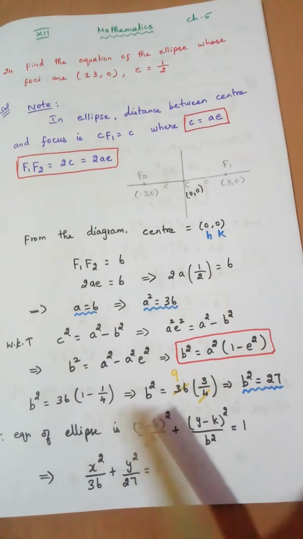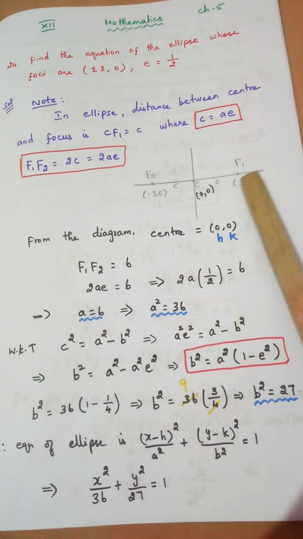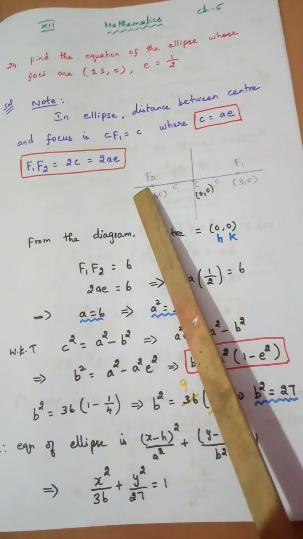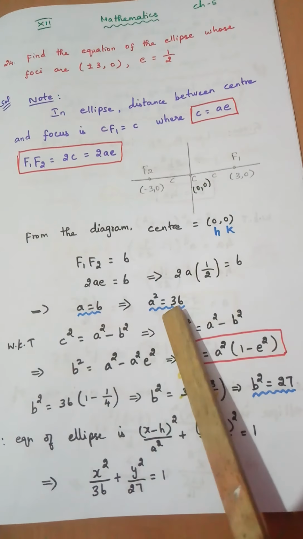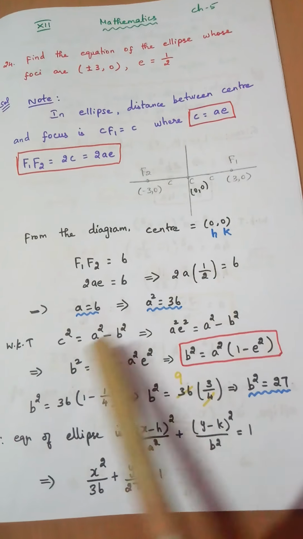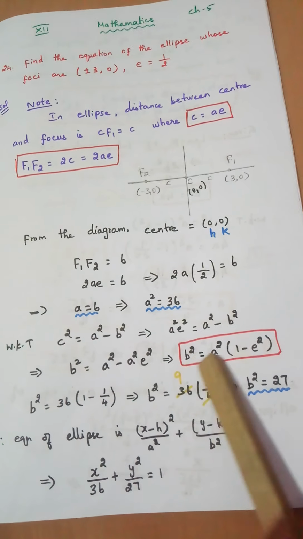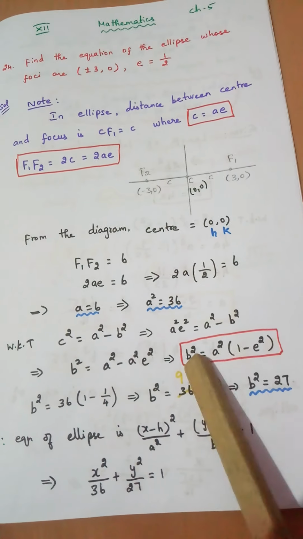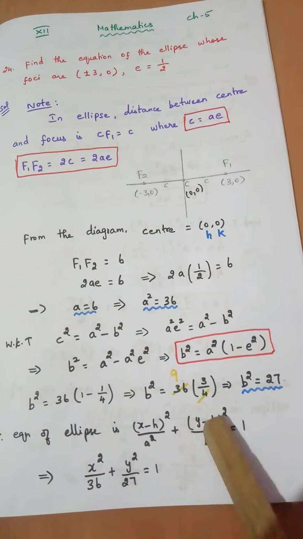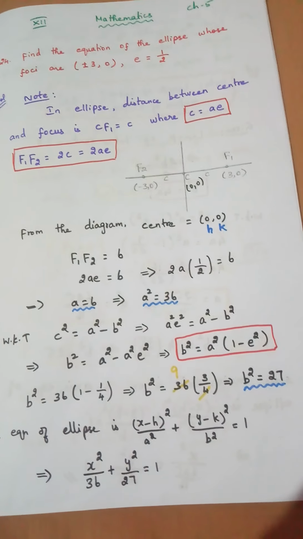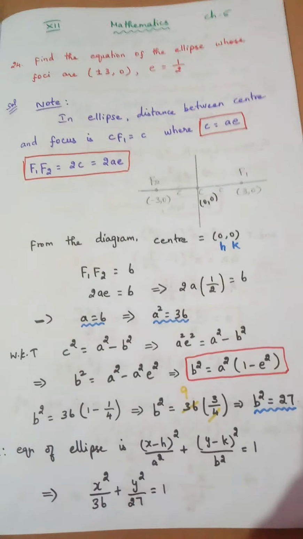I think you will understand this. From the diagram we are finding the center, as well as the distance between F1 and F2, which is 3 plus 3, 6. From that we are obtaining the a square value. These are all steps that you need not write in the examination. If you know this formula, you can directly write it: b square equal to a square into 1 minus e square. Find b square and substitute in the equation. I think you will understand this simple problem. Practice this, children. Thank you.